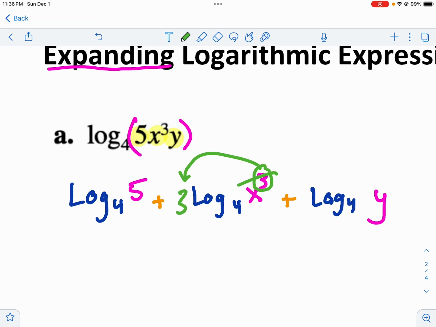And then you're done. All right, so recap. How many pieces do we have? We have 3 pieces in here. So they each get their own log, and then don't forget to bring the exponent to the front. Not to the front of everything, but to the front of the log that it's impacting.